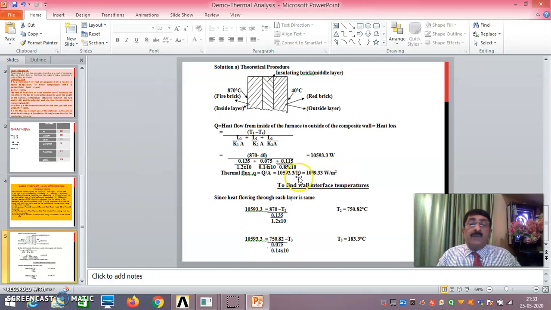This is 10 will divide. Okay. That is why in the answers directly we get this. Whatever by the area you multiply. If the area is some 30 meter square, you multiply by this 30 meter square so that you can get capital Q. Heat flow from the inside of the furnace to the outside of the composite wall, or heat loss to the surroundings. You can multiply by the area and you get it. This is heat lost per unit area. That is thermal flux small q, Q by A. In that way you get that.